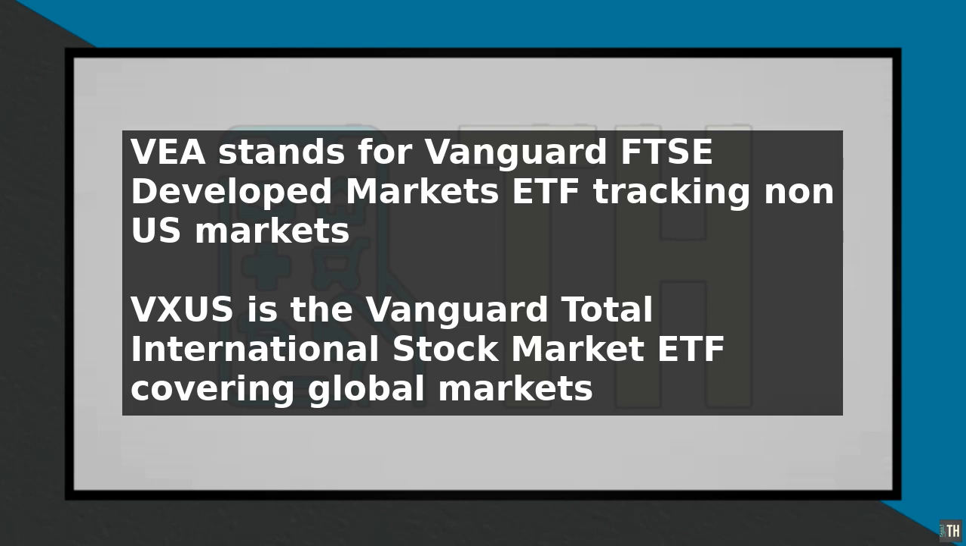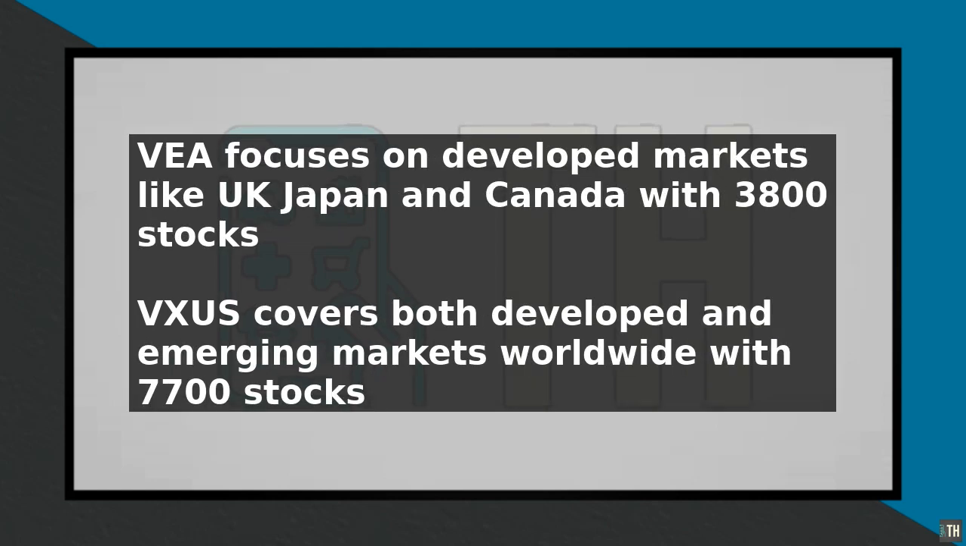Both funds track international markets, but they have distinct differences. VEA focuses on developed markets, such as the UK, Japan, and Canada, excluding the US. It provides exposure to approximately 3,800 stocks in these regions. On the other hand, VXUS covers both developed and emerging markets worldwide, excluding the US. This fund tracks around 7,700 stocks, offering a broader diversification.